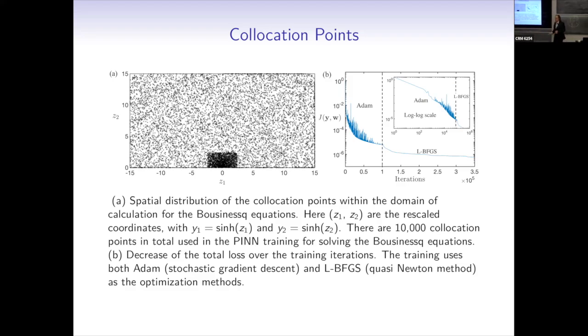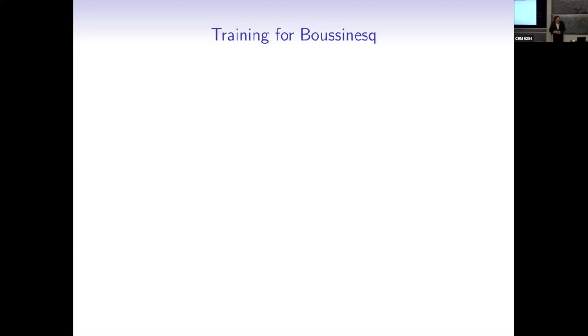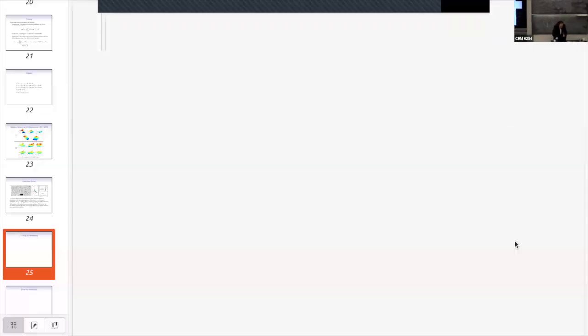We have to avoid effects from infinity and change variables into these exponential coordinates. So the 15 that you see is really e to the 15. We are really simulating in a massive grid. And we took about 10,000 collocation points, which is not a lot by today's modern standards. We also took about 300,000.